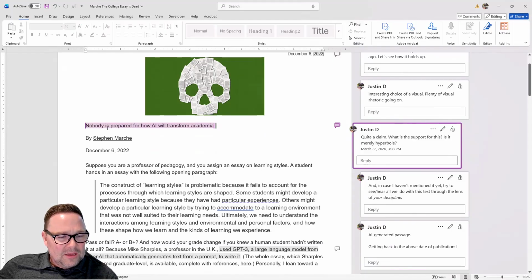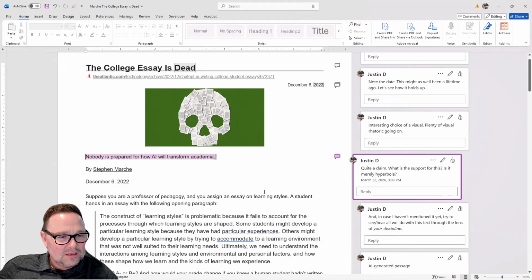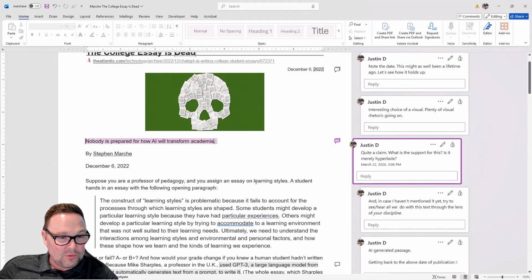Here's a claim. The way that this looked on the web page is a little bit different than how I'm presenting it here, but I just wanted to be able to comment on it. Nobody is prepared for how AI will transform academia. And I think that's a pretty bold claim to say that nobody is prepared. Maybe that's true. I don't know. Depending on how Mr. March is going to talk about it, we'll see. But right away, we can see we have some dramatic rhetoric here. Nobody's prepared for it. Skull and, well, no crossbones, but Mr. March is painting quite a picture before we even get started.